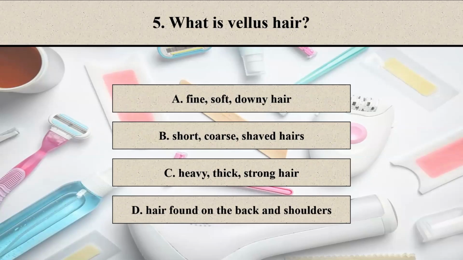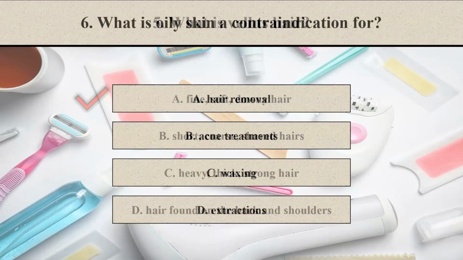What is vellus hair? Is it fine, soft, downy hair, short, coarse, shaved hairs, heavy, thick, strong hair, hair found on the back and shoulders? If you chose A, fine, soft, downy hair, you are correct.